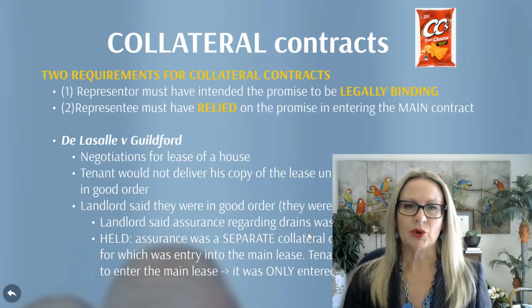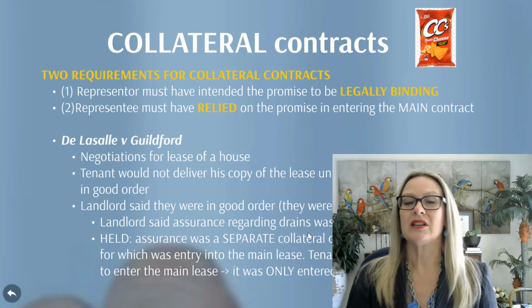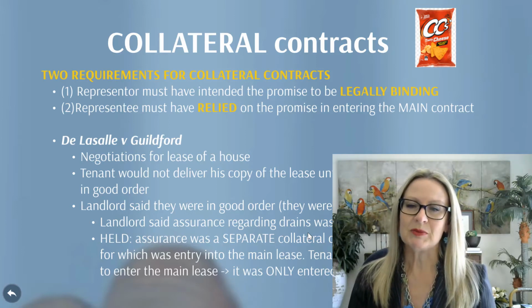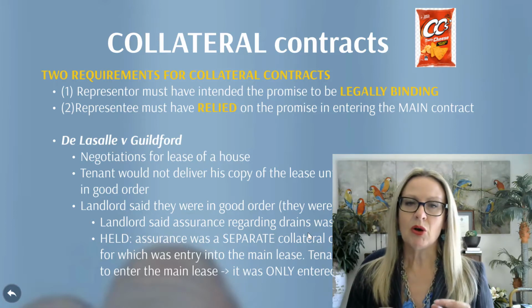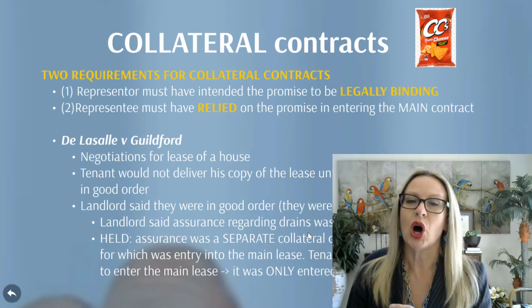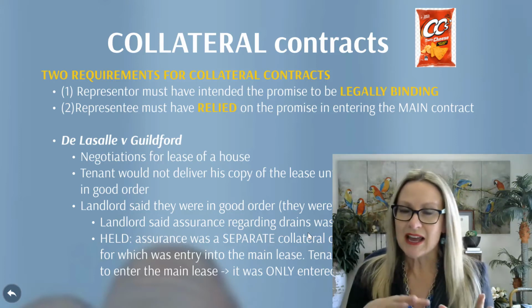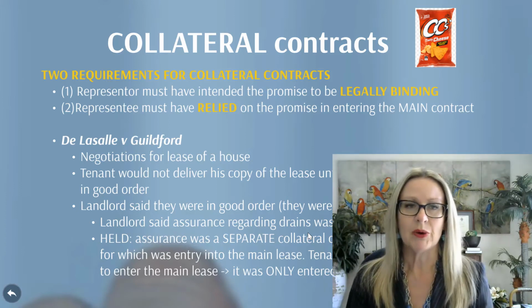The two main requirements for introducing collateral contracts are just common sense really, nothing terribly tricky. Firstly, the representor must have intended the promise to be legally binding. Think back to what we were saying about the parol evidence rule. It makes sense, because it is going to exclude anything apart from the written terms if the parties intended those written terms to constitute the whole of the agreement between them. So the trick to avoiding the parol evidence rule is to show that the parties intended this other stuff floating around the edges of the written contract to be contractually binding as well. So there's your first requirement.